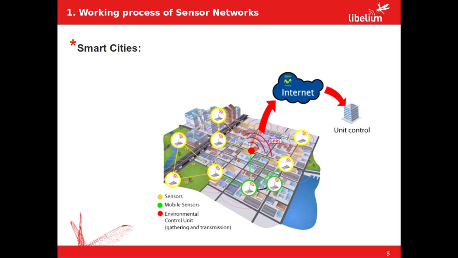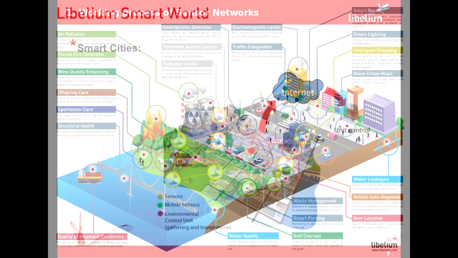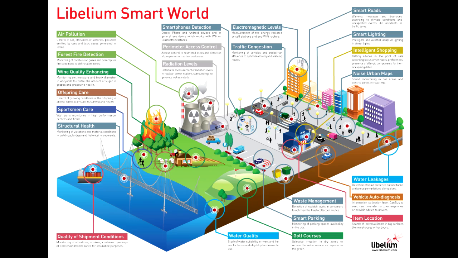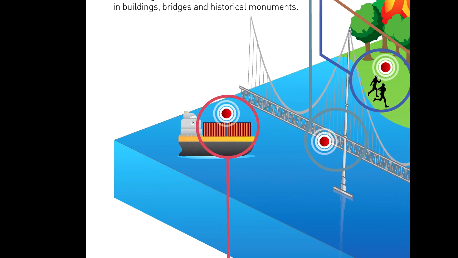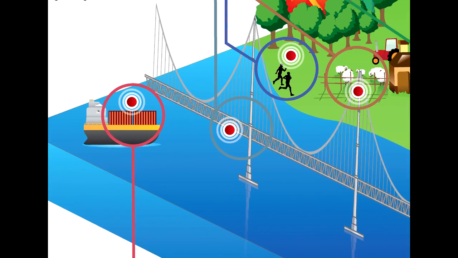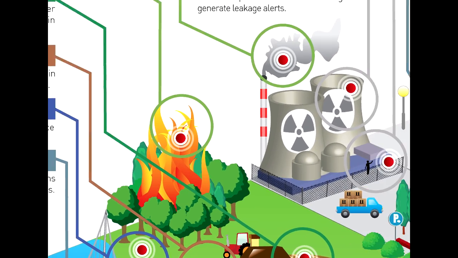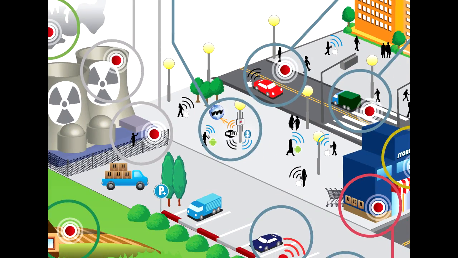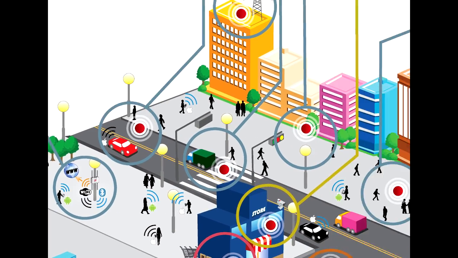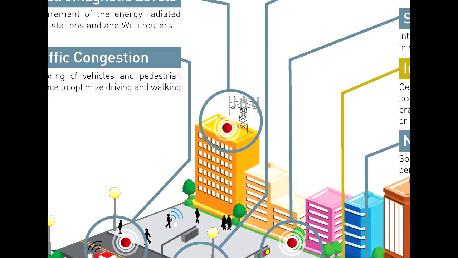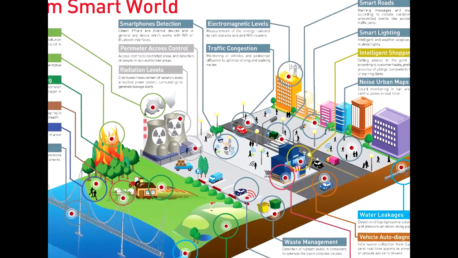Wireless sensor networks introduce us to a new concept in our lives, which is smart cities. A smart city will permit us to know several important values like the city pollution, noisy points, smart lighting management, and many other applications. In this picture, we can see some of the applications offered by sensor networks. For example, quality of shipment conditions, structural health monitoring, animal farm conditions care, wine quality enhancing, forest fire detection, air pollution and radiation levels, smartphone detection, traffic congestion, intelligent and adaptive streetlight management, electromagnetic level monitoring, definitely endless possibilities.